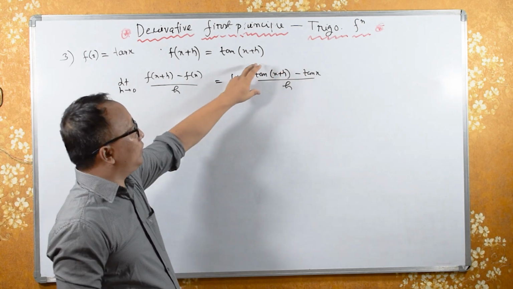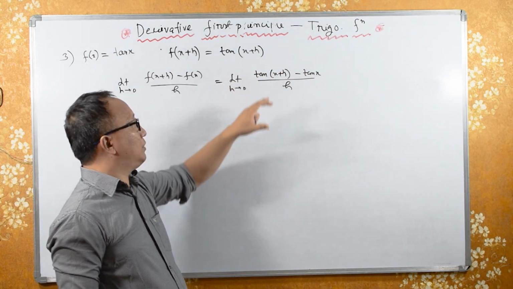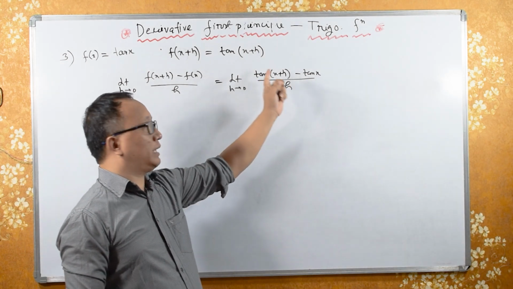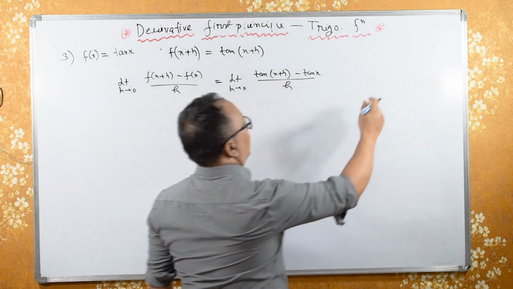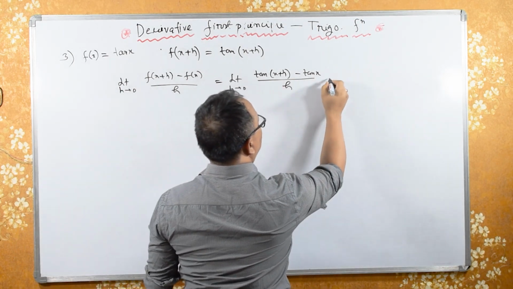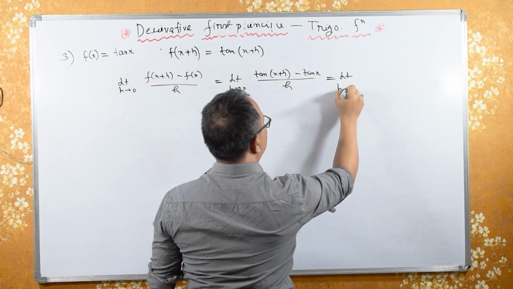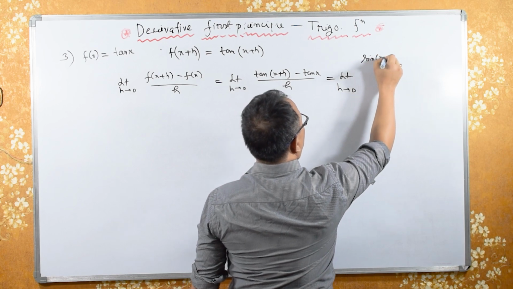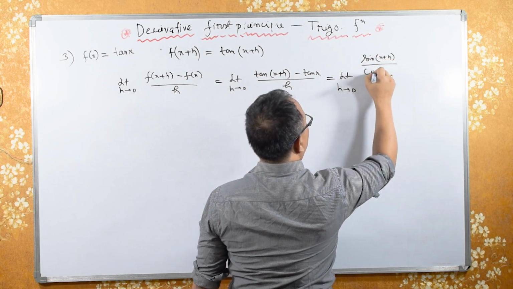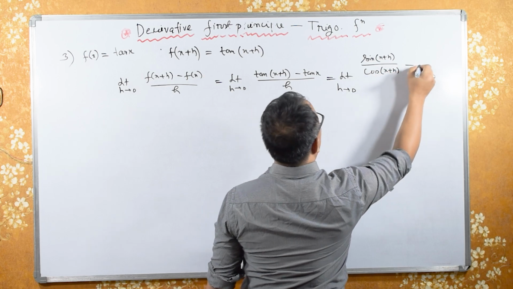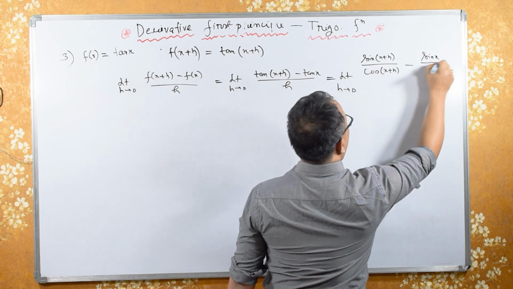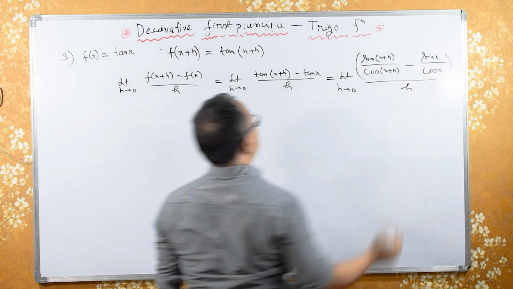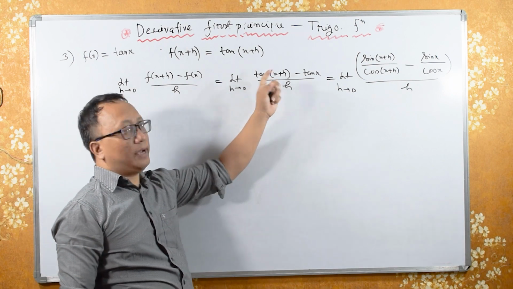Now whenever you have alternative functions, you try to bring them to either sine or cos. In order to get tan into sine and cos, tan is what? Sine x upon cos x. We know that tan is sine x upon cos x. So we can write it like this: limit of h tends to 0, sine of x plus h upon cos of x plus h minus sine of x upon cos x, all upon h. Instead of tan, I am writing sine upon cos.